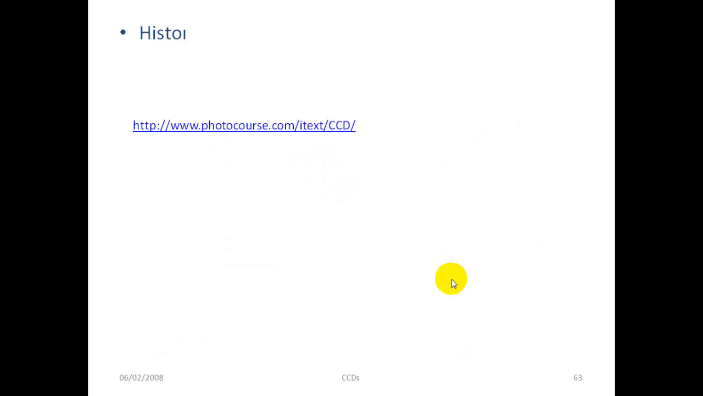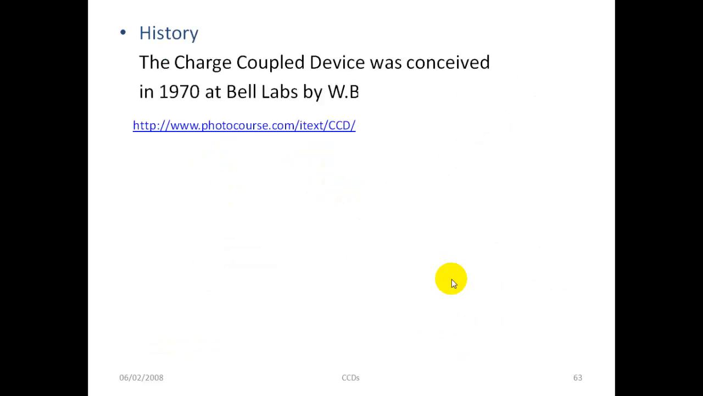A little bit of history. It was basically developed in 1970 by Boyle and Smith, and then they got the Nobel Prize for Physics a few years ago, actually, about 35 years afterwards, after they developed the CCD.